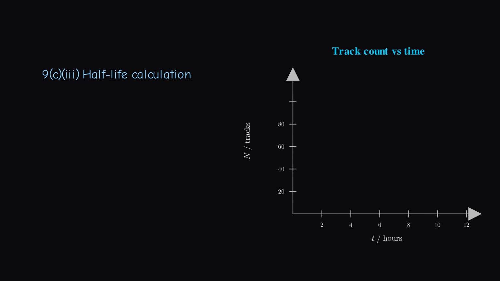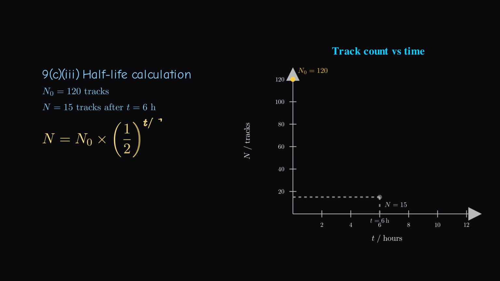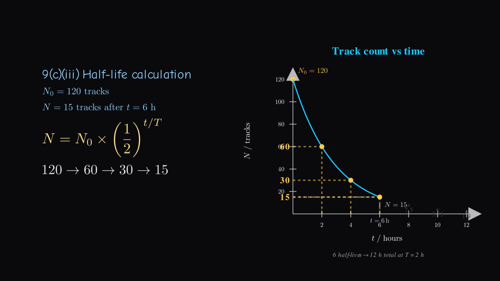Part C. Part 3. 9c. Part 3. Half-life calculation. Initial count, 120 tracks. 15 tracks remain after 6 hours. N equals N0 times 1/2 to the power t over T. 120 to 60 to 30 to 15, 3 half-lives. 3T equals 6 hours. Half-life T equals 2 hours.